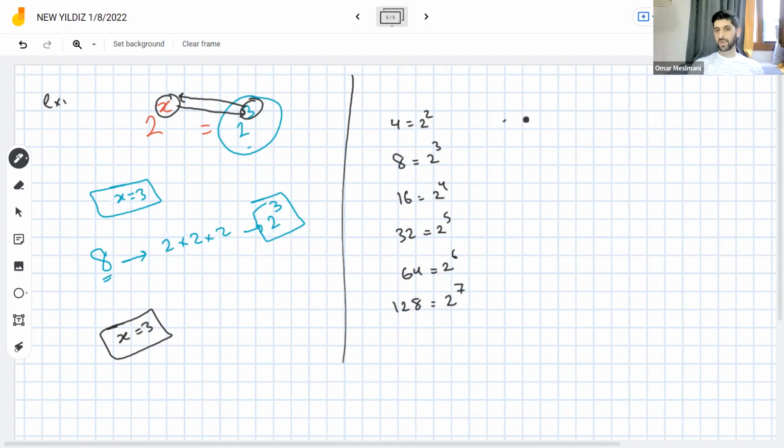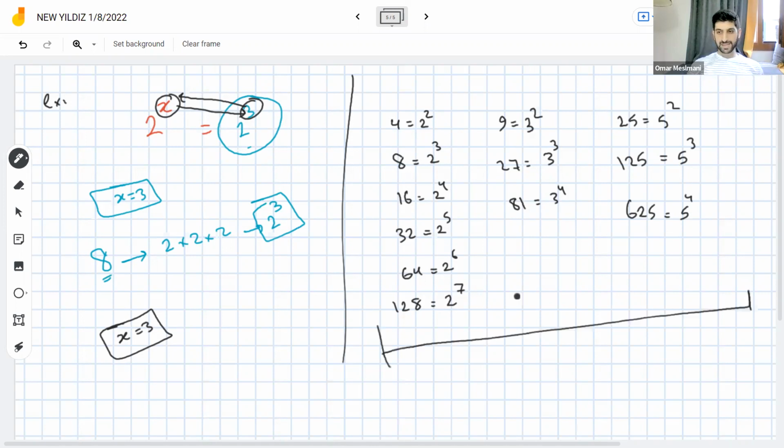Also you have to know that 9 is going to be 3 squared. 27 is 3 cubed. 81 is 3 power 4. I guess that's enough with 3's. 25 is equal to what? To 5 squared. 125 is equal to 5 cubed. 625 is equal to 5 power 4. I guess that's enough. What do you think? Yeah. This list is what we call the golden list.